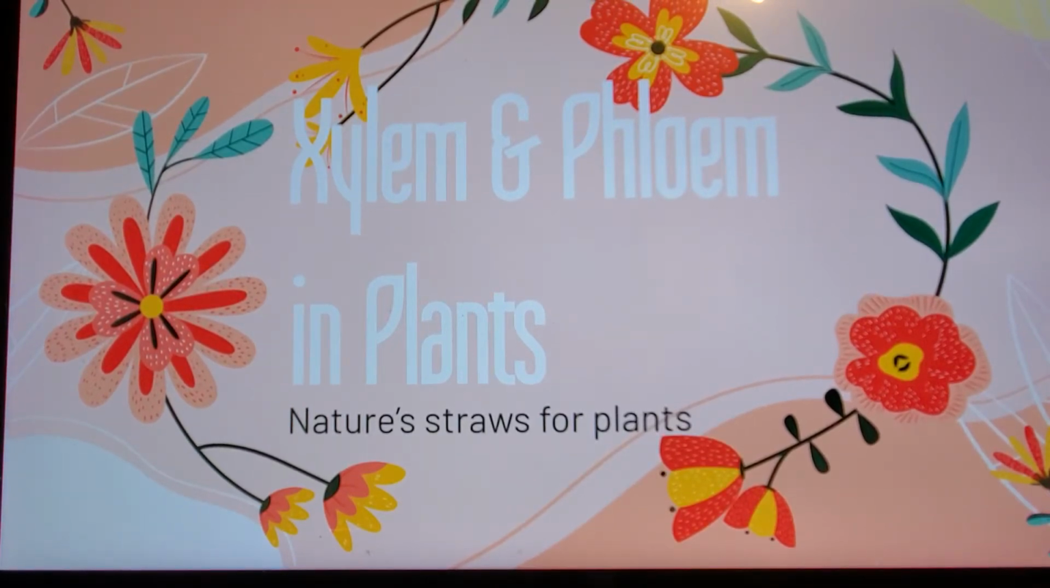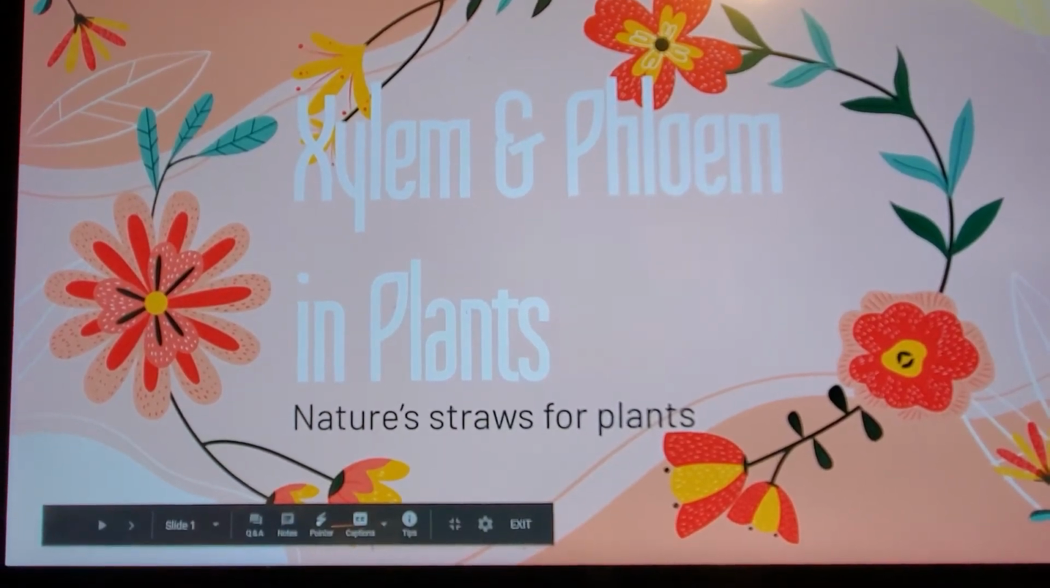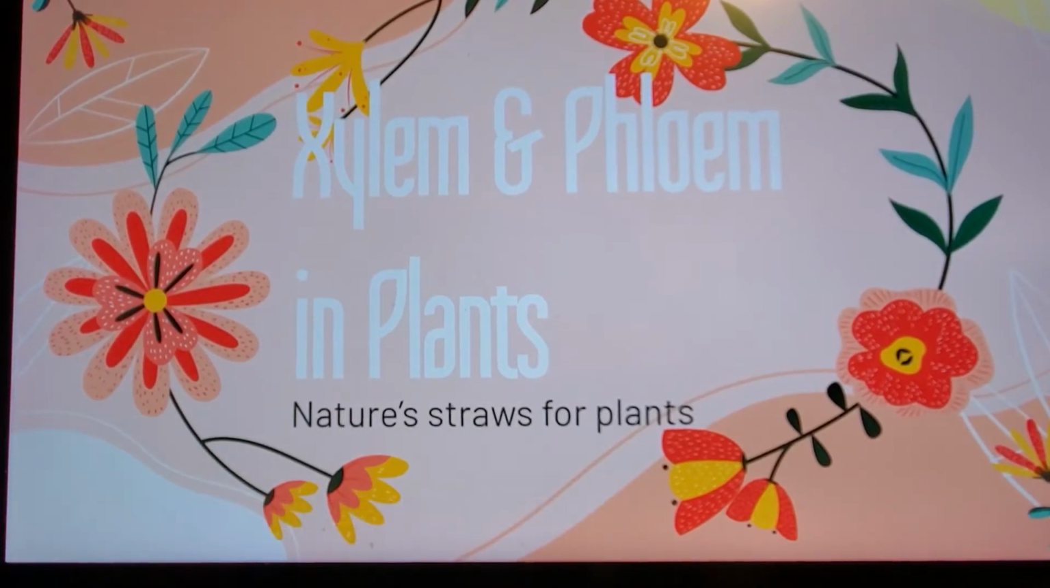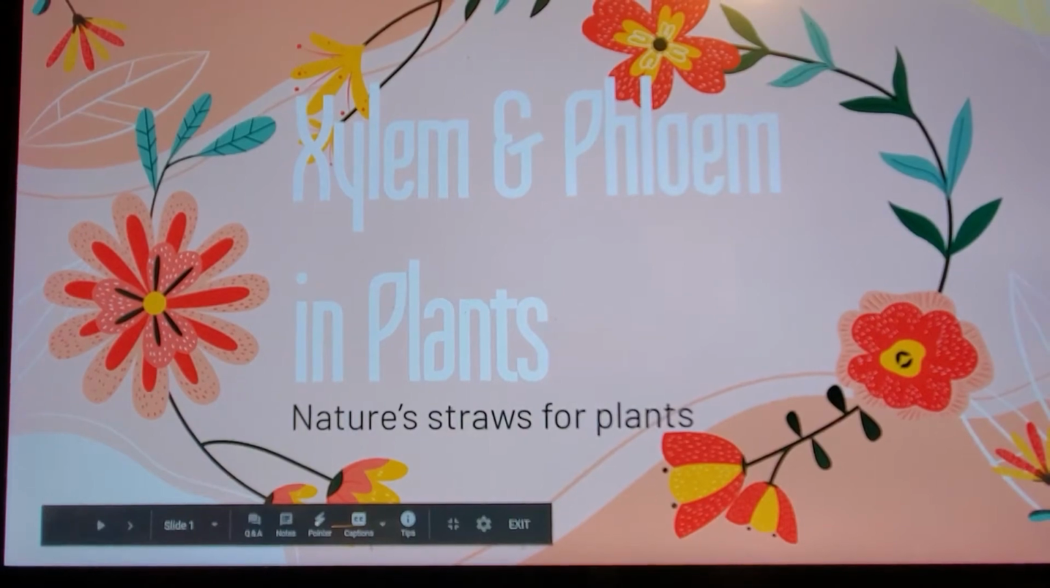Xylem and Phloem in plants. I wrote a little thing that says nature straws for plants, because that is essentially what xylem and phloem do in plants. They allow plants to move water and nutrients like food, glucose, around its body using these sort of like tubes or straws. So let's take a look.